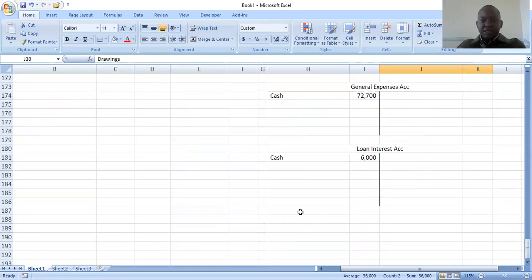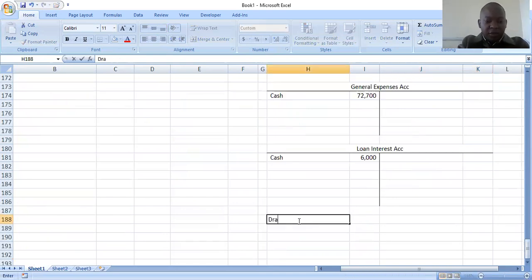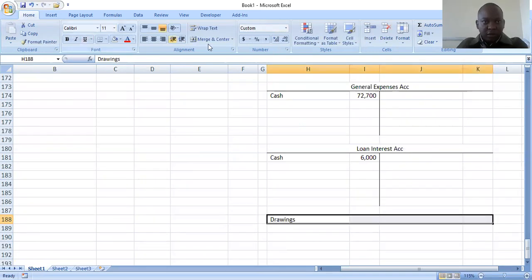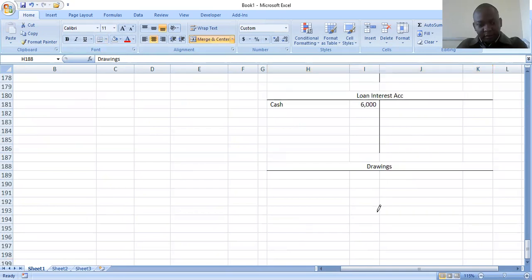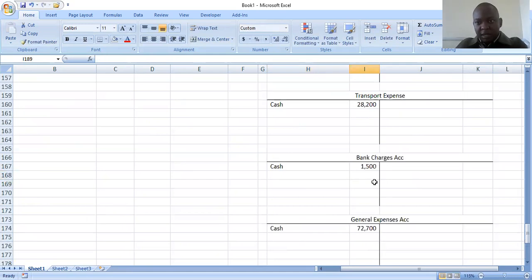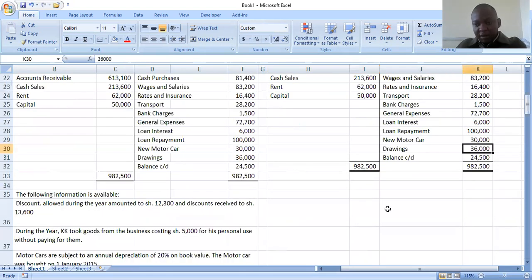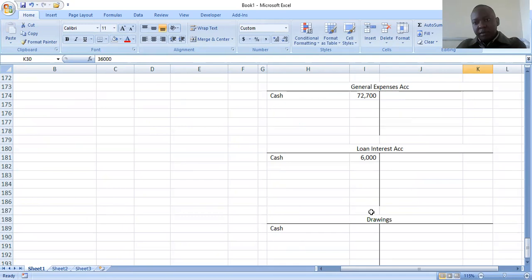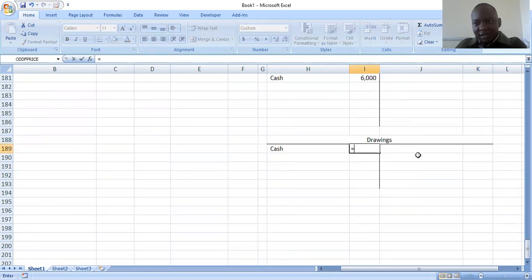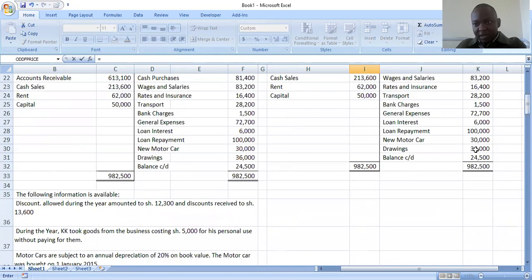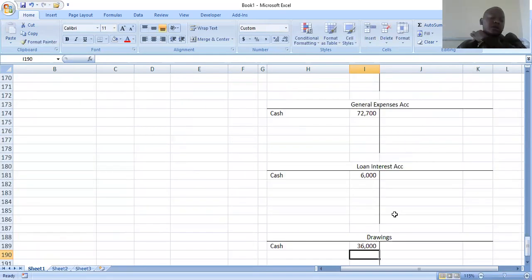So cash has been credited by drawings. So there ought to be a corresponding debit entry. In this case, it goes to the drawings account. Therefore, debit drawings by cash, and the amount is 36,000 shillings. So that is it. That is posting transactions in the ledger.